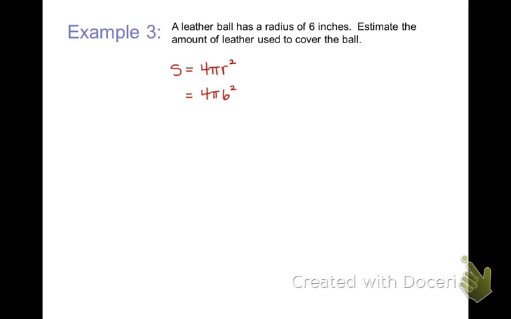And so since it said to estimate the amount, you know that you're going to be actually using the pi button and giving me like a decimal number, right? Rather than leaving it in terms of pi. So you can just type that string out. You can type in 4 second pi 6 squared, and you should get 452.39 about.